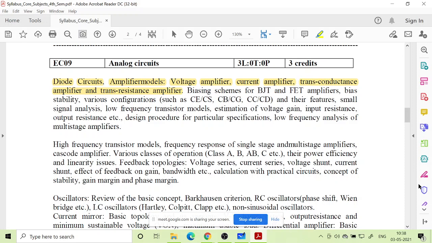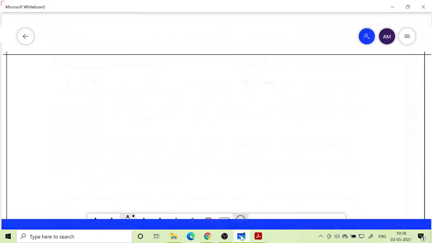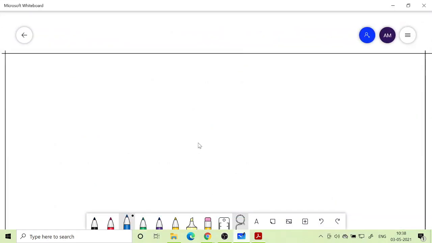The highlighted portions we have already covered, and we will move on now to the devices part, and then by using those devices we will have to look at how to design an amplifier. So the first device that we will look at is going to be the BJT.